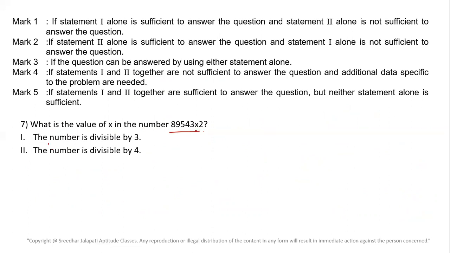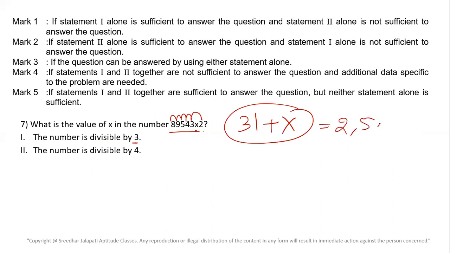Here is the solution. First statement: the number is divisible by 3. As I just told you, if the number has to be divisible by 3, the sum of the digits must be divisible by 3. The sum of the digits: 8 plus 9, 17, 22, 26, 29, 31 plus x. If 31 plus x has to be divisible by 3, x can be 2, 5, 8. So as x can take 3 different values, you cannot find which of them. Therefore, statement 1 only is not sufficient because it is leading to multiple values.